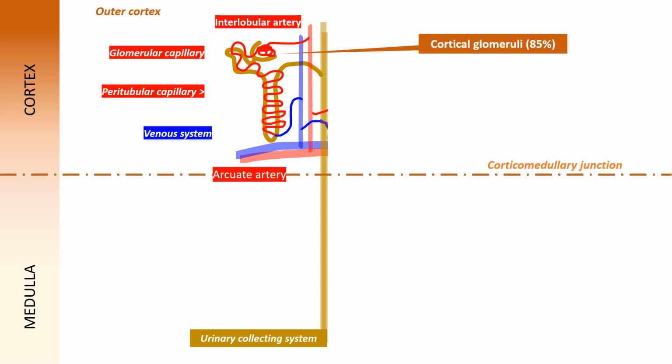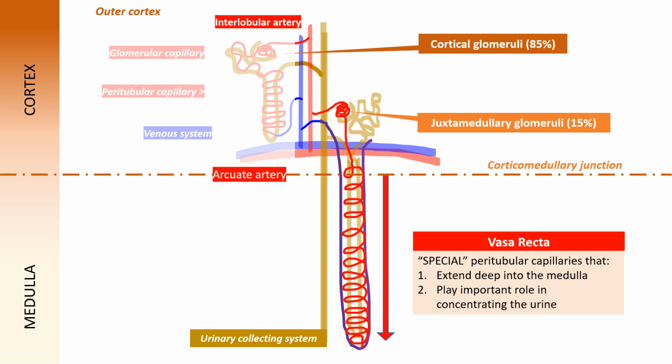As it turns out, not all peritubular capillaries are equal. Glomerular capillaries that are located in the deep cortex or adjacent to the corticomedullary junction extend straight deep into the medulla along their own collecting tubules. These long peritubular capillaries are called vasa recta. Vasa recta perform a special and very important function which we will discuss later.